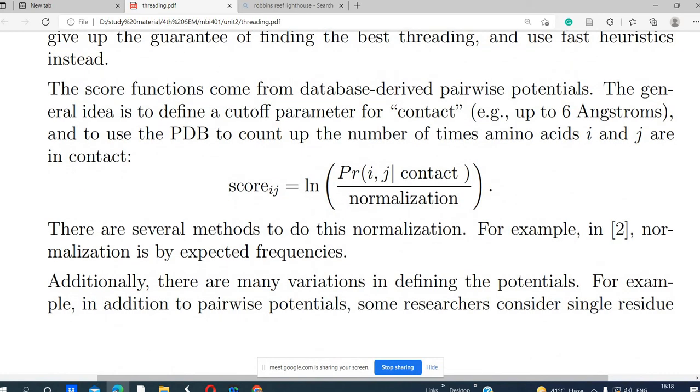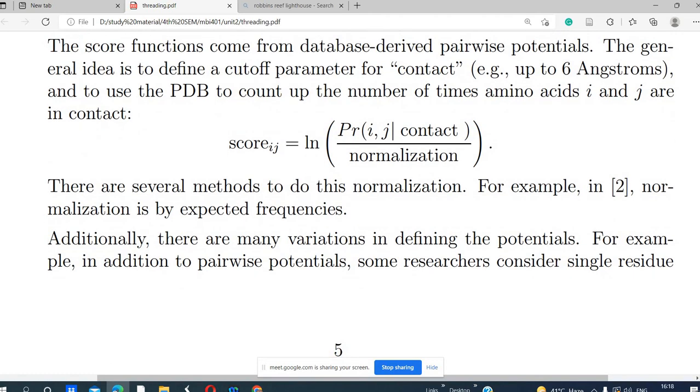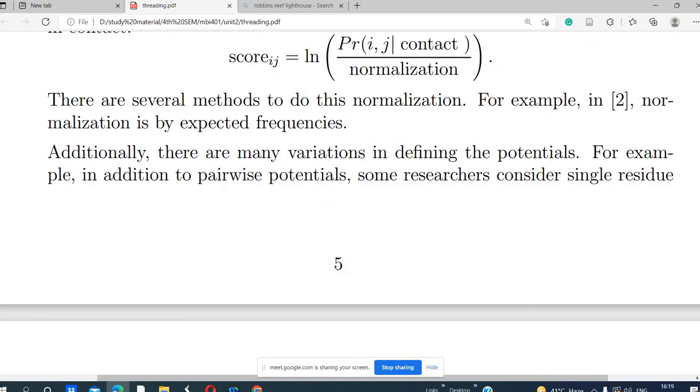How the score is calculated is important. Contact interaction is important: whether residues are in contact or not in the two structures. So we need to see the contact profile, whether they are interacting with each other or not. Generally a 6 angstrom distance is taken as the cutoff. Then we count the number of times amino acids I and J are in contact or not. Then we take the natural logarithm and we normalize. There are several methods to do this normalization.